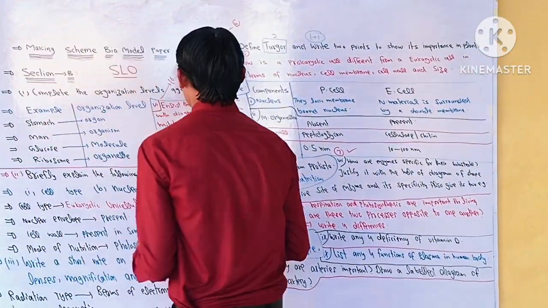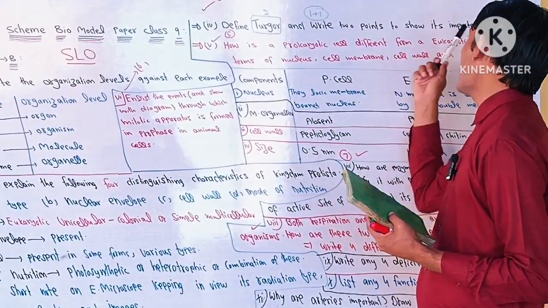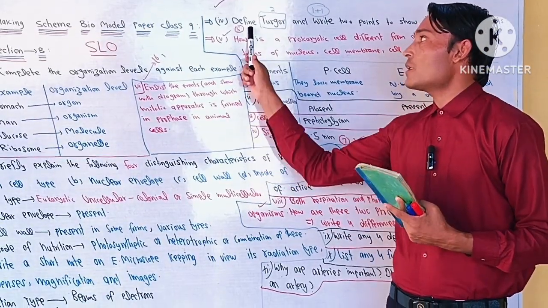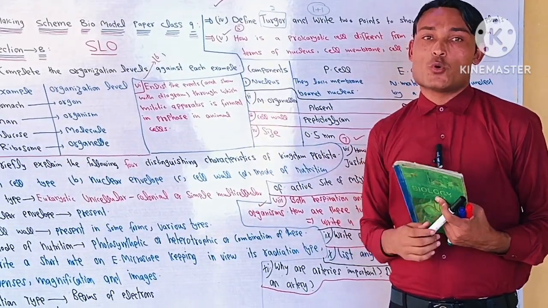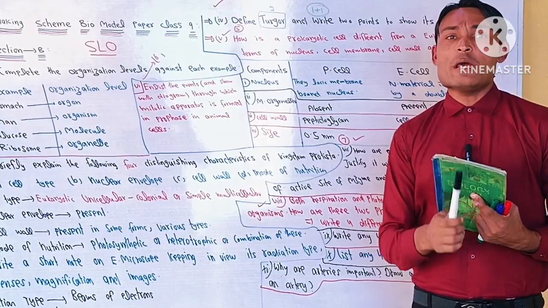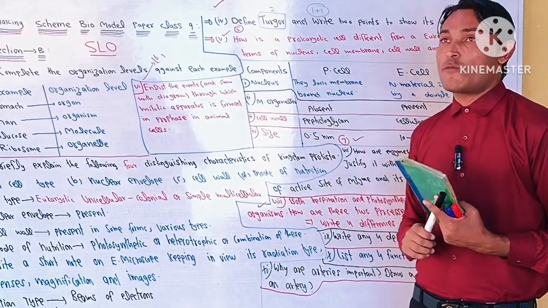Question number 4: define turgor and write 2 points to show its importance in plants. If you write only the definition of turgor, you get 2 marks. And for the second part, you have to write only 2 importances. If you write 1 importance, you will get 1 mark. If you write 2, you will get 2 marks. So this is question number 4.